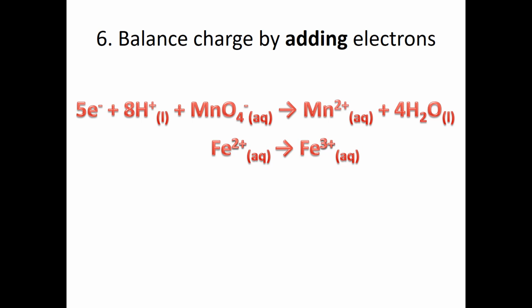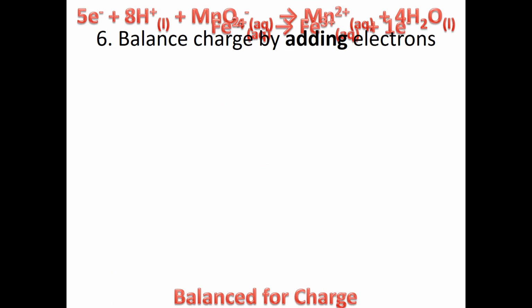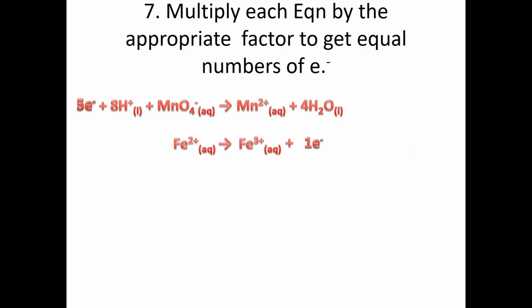Now looking at the iron, it's got Fe2 plus on the left side and 3 plus on the right side. And what we want to do is bring the 3 plus down by adding an electron to 2 plus so that these are the same and balanced. And we do this by putting 1 electron onto the iron equation. And now they're balanced for charge. Now what we want to do is actually balance the electrons by multiplying each equation out by the opposite number. So the iron is going to be multiplied by the 5 to bring that 1 electron up to 5 electrons.